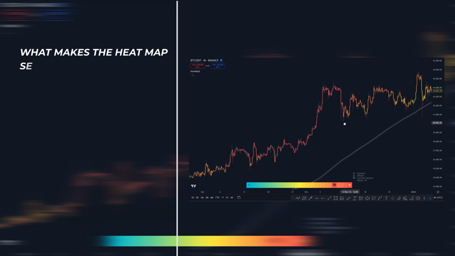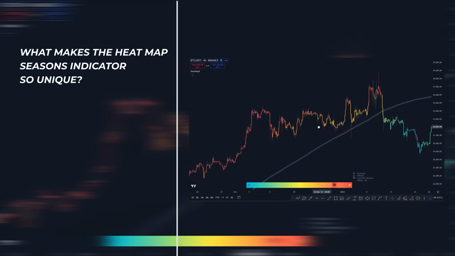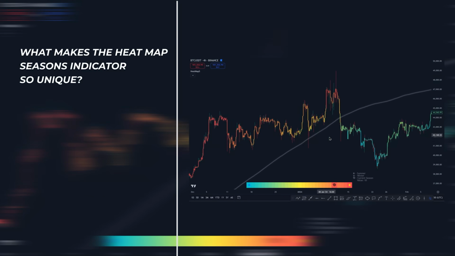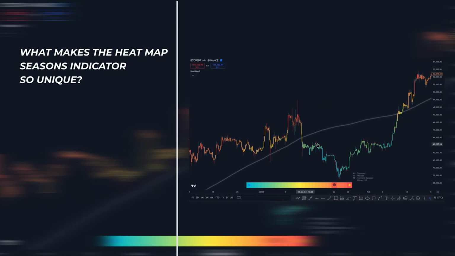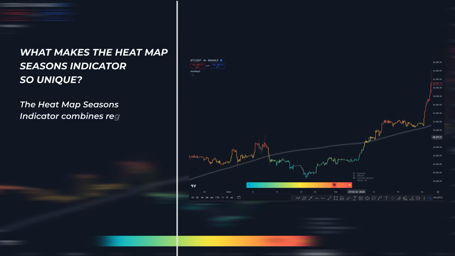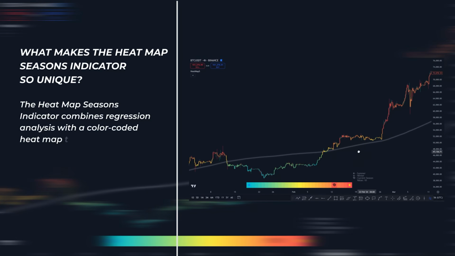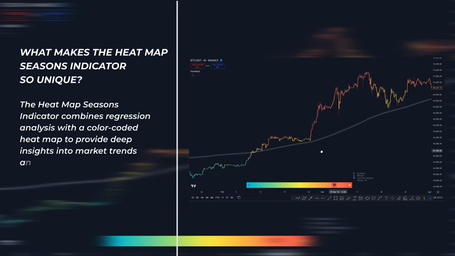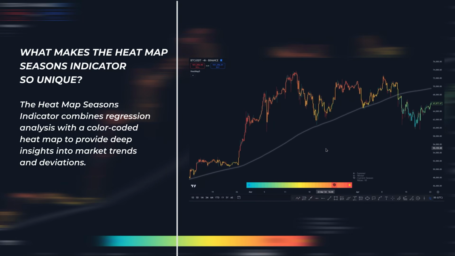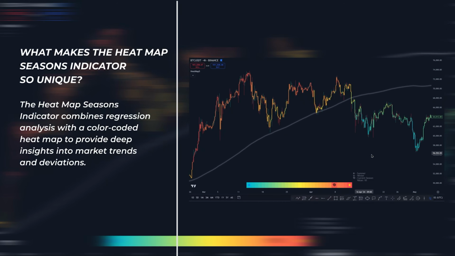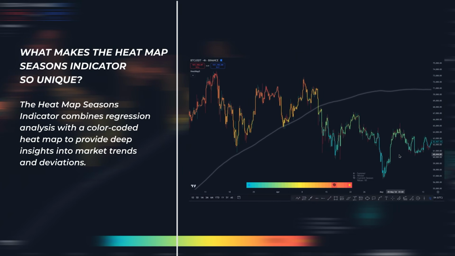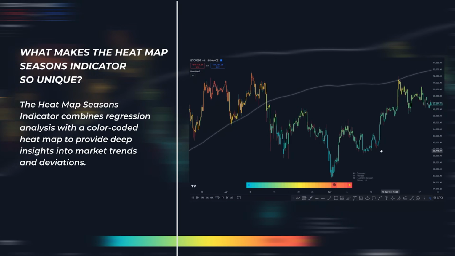What makes the Heat Map Seasons indicator so unique? Unlike traditional trend indicators like moving averages, the Heat Map Seasons indicator combines regression analysis with a color-coded heat map to provide deep insights into market trends and deviations. It helps eliminate market noise and focuses on identifying the true direction of price movements.